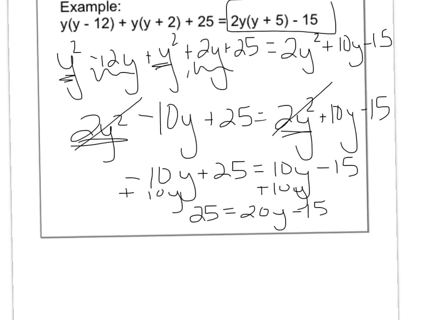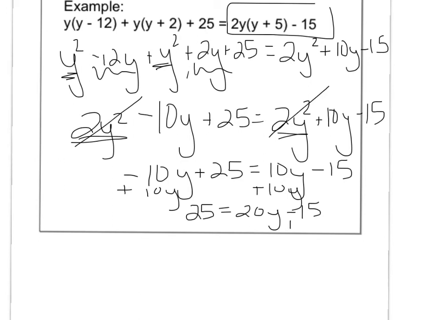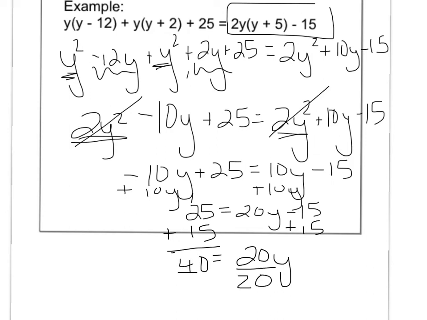I'm then going to add 15 to each side. I'm going to get 20y equals, so that ends up being how much? So we've got 40, and then we divide each side by 20. So yep, y equals 2. It may have seemed like a very long process, but in the end it's just combining like terms like we've been doing and using our solving skills from other chapters.